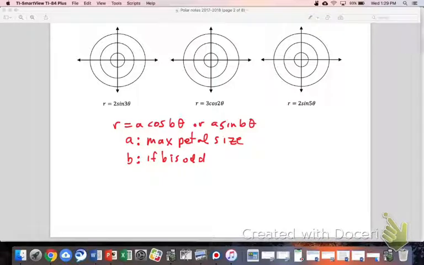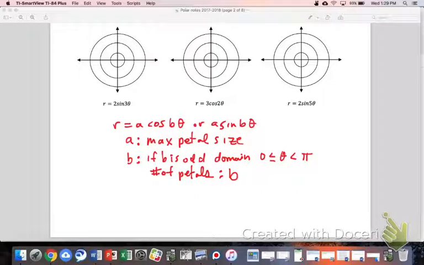then your domain will be just a single pi, right? So I'm going to say your domain is 0 to pi. Does that make sense from the pattern we saw? And then there's one more connection we can make. If B is odd, the domain is 0 to pi, and the number of petals is what? It's the same. Yeah, it's B. So if B is odd, then there will be B petals, and your domain is just going to be pi.